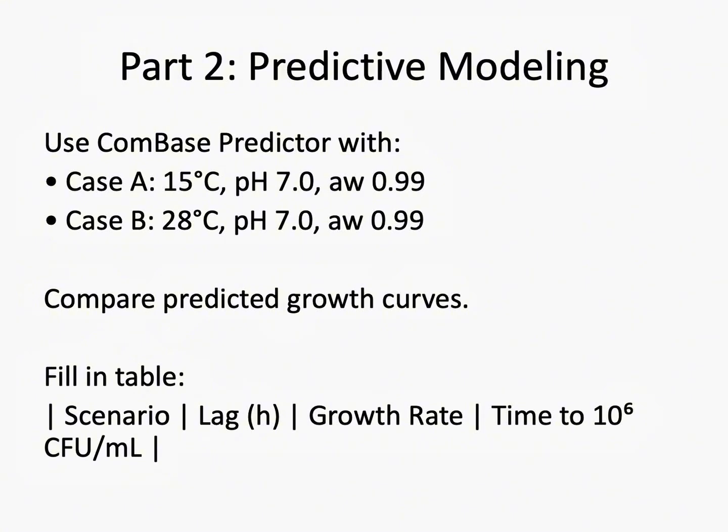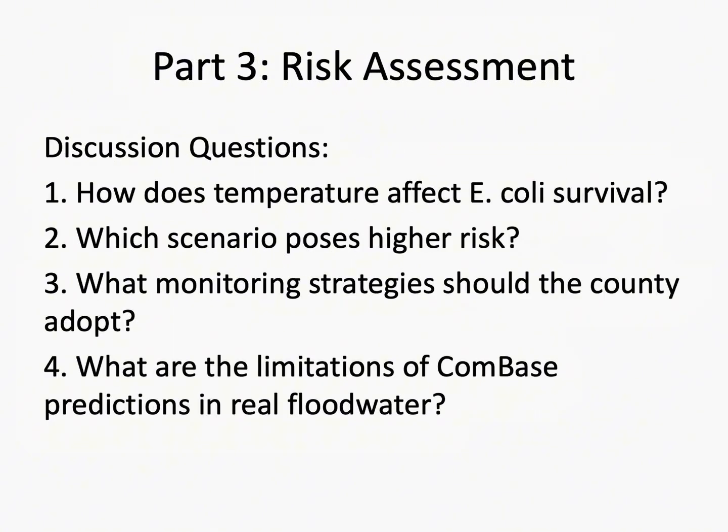15 centigrade, pH 7, and water activity of 0.99, so water activity is the same. But we will see the impact of temperature, how the temperature increase will be impacted. We will compare the predictive growth cells. Then I will upload one assignment.